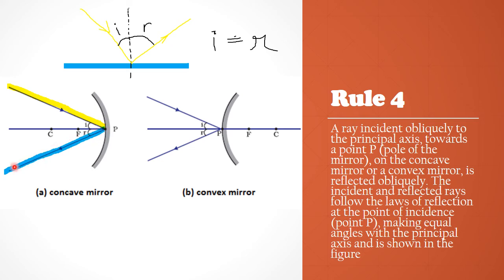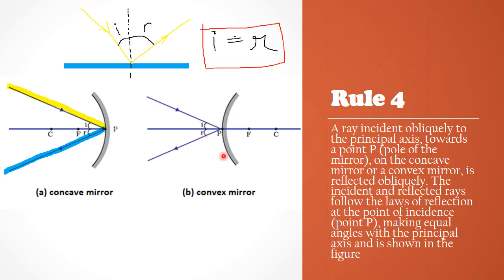But in this case what happens? They will both move at the same angle. Why? Because of the first law of reflection. According to the first law of reflection, the angle of incidence is equal to angle of reflection. The same can be applied for your convex mirror. When a light is directed towards the point P, after reflection it moves in this direction. So in this case also, the angle of incidence will be equal to angle of reflection.